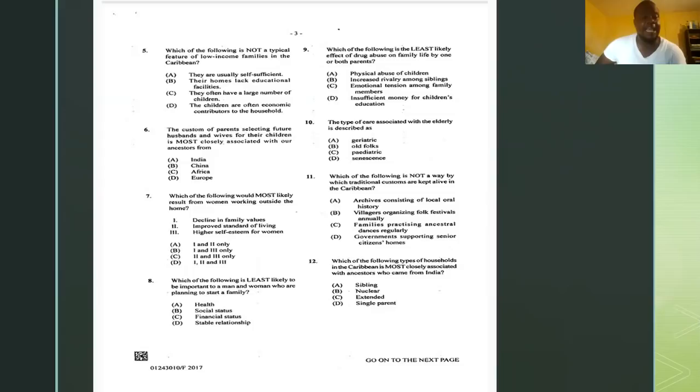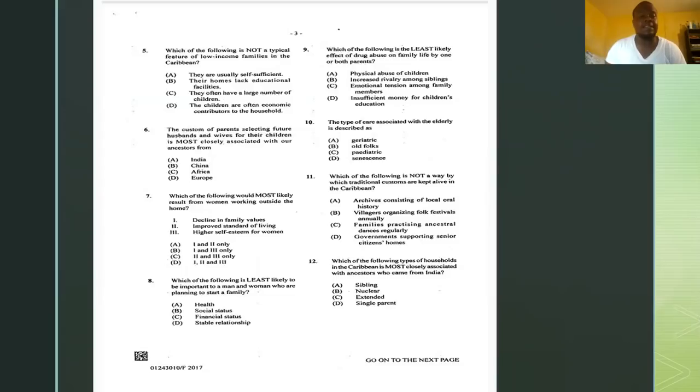Is it decline in family values, improved standard of living, or higher self-esteem for women? So out of this now, you must select 2. A says 1 and 2 only, B says 1 and 3 only, C says 2 and 3 only, D says all of the above, 1, 2, and 3. Good, so you must select the best 2. It says which of the following would most likely result from women working outside of the home?